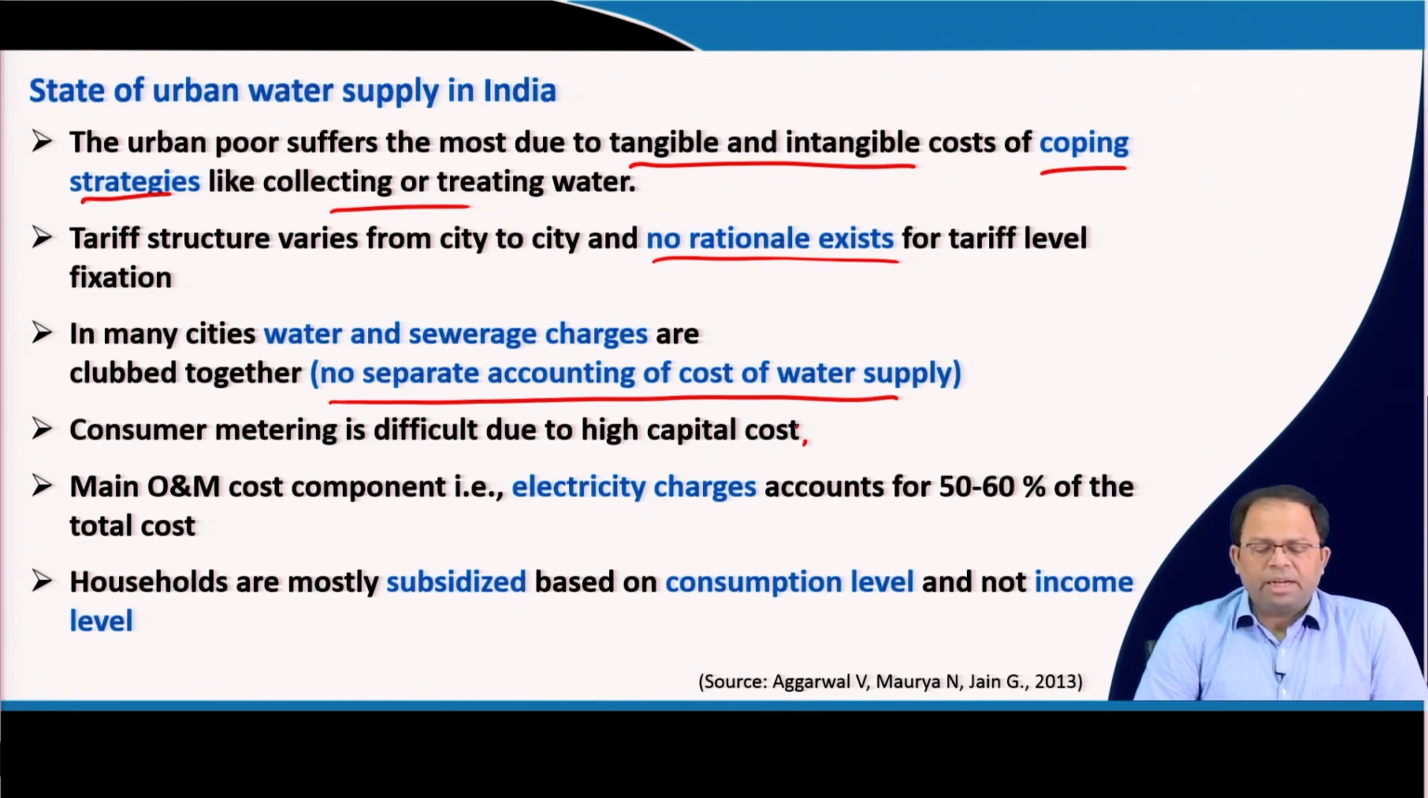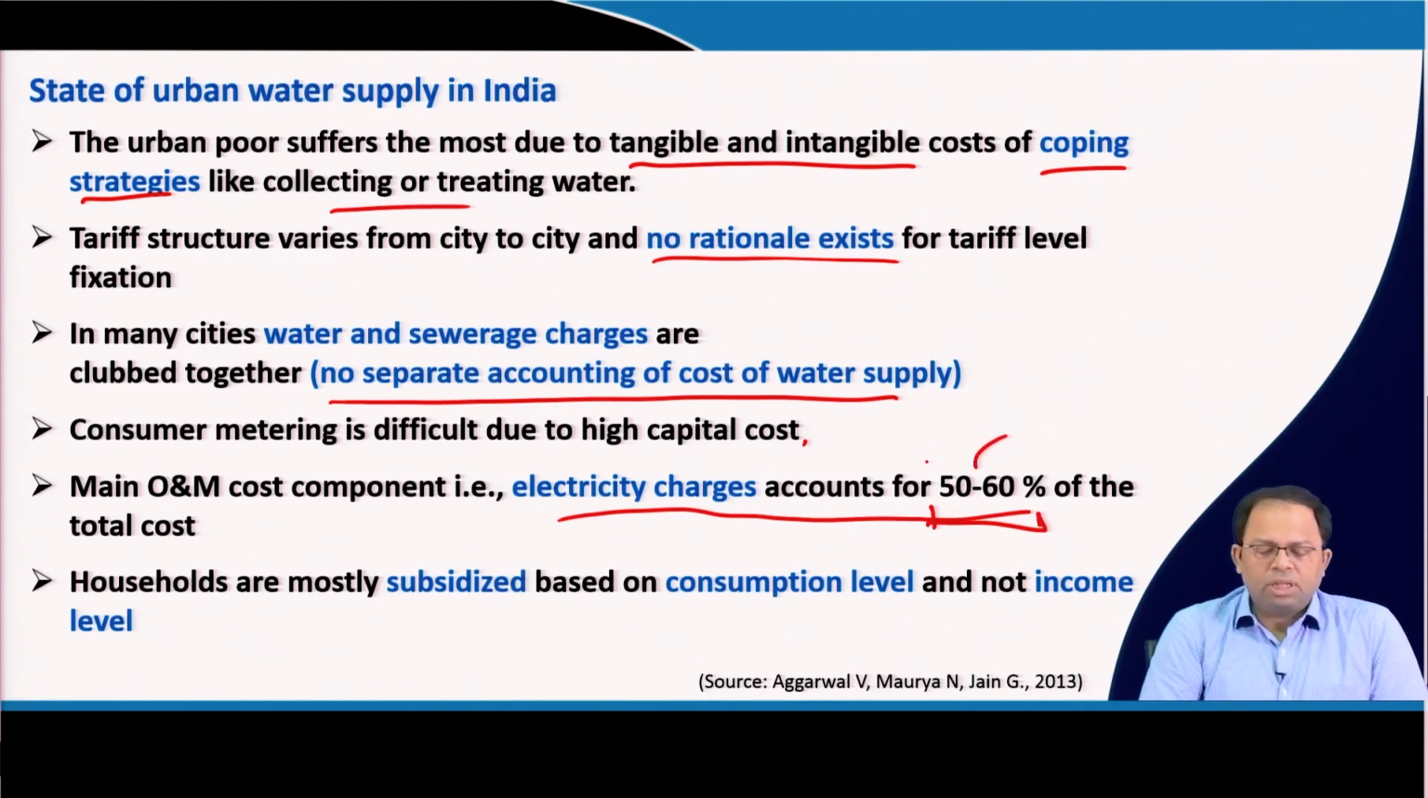Then the main operation and maintenance cost component. The one major cost component is electricity charge. That means out of all the different costs that utility providers have to pay for provision of water supply services, the main cost is electricity charge, and that accounts for around 50 to 60% of the total cost. So if this amount could be saved, there could be a lot of savings as well.